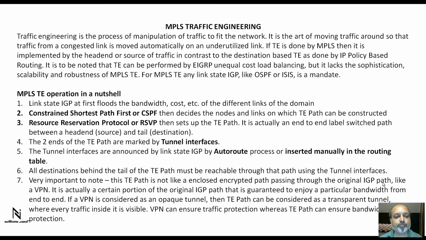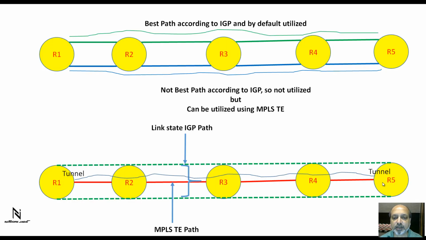Because you are creating this MPLS TE path for the sake of traffic engineering. So for that reason, all destinations which are beyond this tunnel or beyond this TE path must be reachable via this TE path, right? At least you should be forcing your routers so that they will always use this TE path or this tunnel path to reach the destinations which are beyond the tunnel tail end, right?